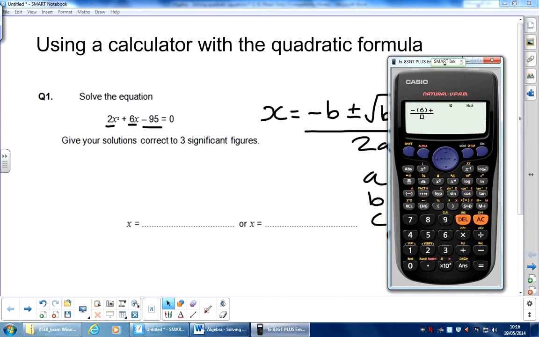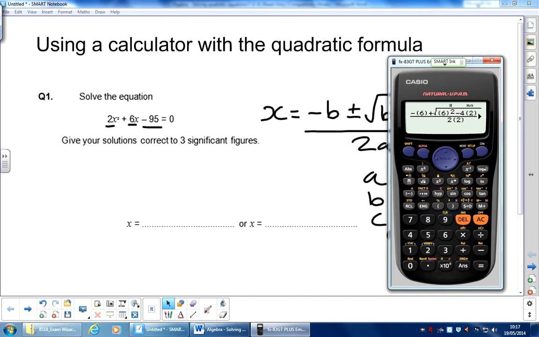Plus, I can't do plus and minus, but I can do the sum twice, which will give me both solutions. Plus the square root. Again, b in brackets. Note it is only the number in the bracket. b squared. Take away 4. Now a is 2. And c is minus 95. Now it's really important that it's minus 95, otherwise you're going to try and take the square root of a negative number. That all has to be divided by 2 lots of a.